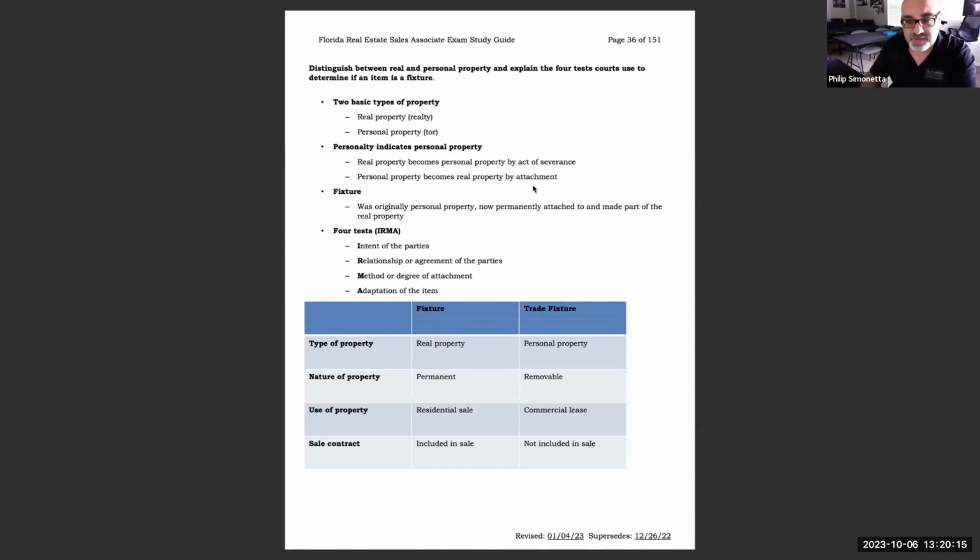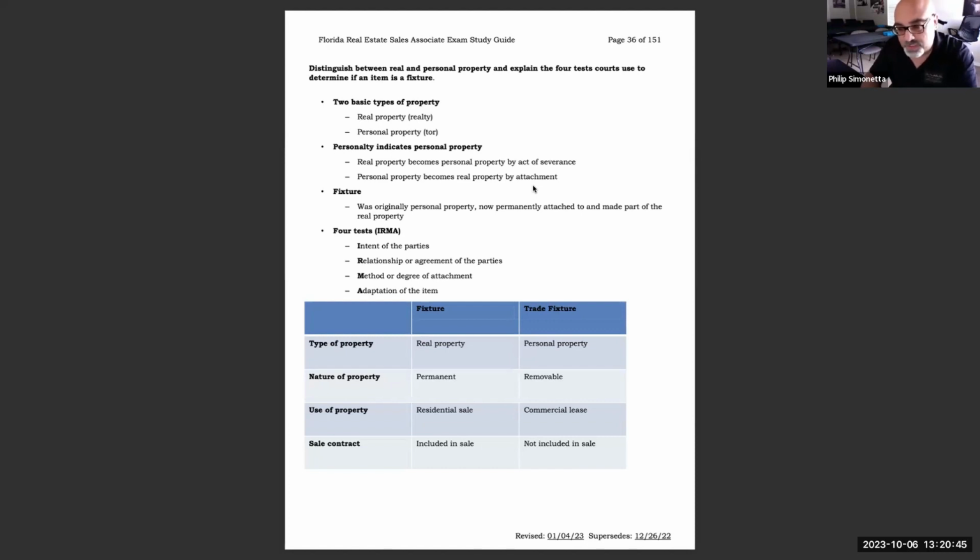So you have 4 tests. What determines this? IRMA is the acronym we use. The intent of the parties. If a washer and dryer is connected to the house and shown, and nothing is said that the washer and dryer are not included, they're going to assume that it's included. However, if you put in the listing agreement and in the broker's comments, washer and dryer not included, now that's the intent of the parties.